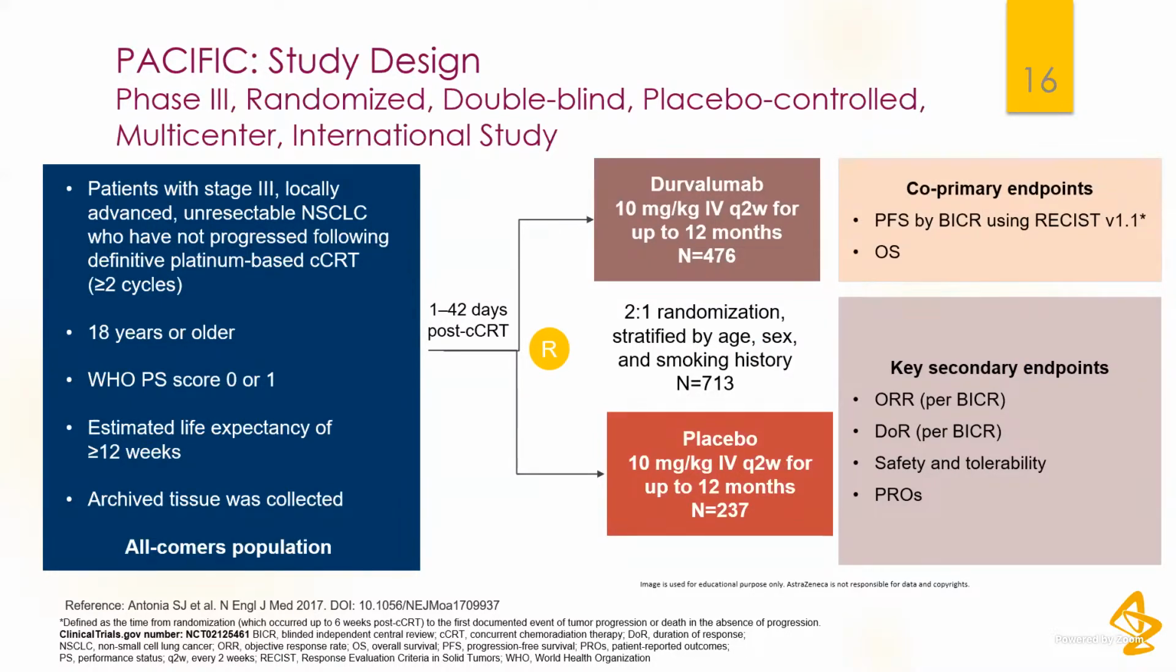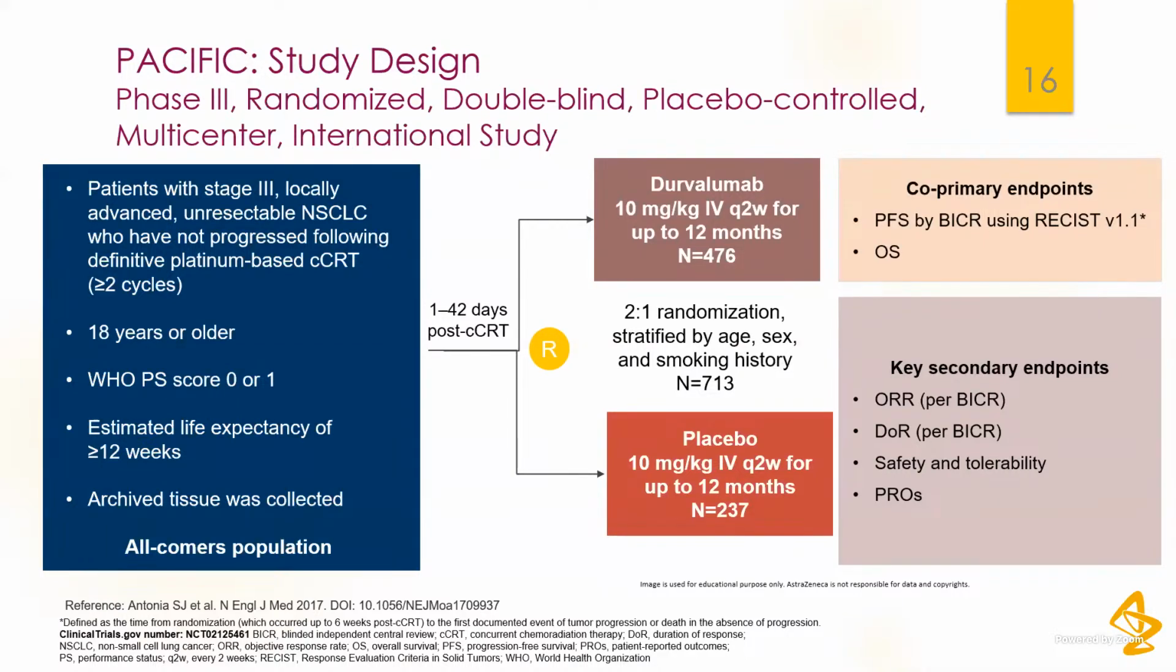Herein we come with the data from PACIFIC, which was a phase 3 randomized, double-blinded, placebo-controlled, multicentric international study. It was a large trial, and the inclusion criteria were patients with stage 3, locally advanced, unresectable non-small cell lung cancer who had not progressed following definitive platinum-based concurrent chemoradiotherapy, who had received at least 2 cycles of concurrent chemotherapy, with good performance status, aged 18 years or older, with a life expectancy of more than 12 weeks, and where tissue could be made available.